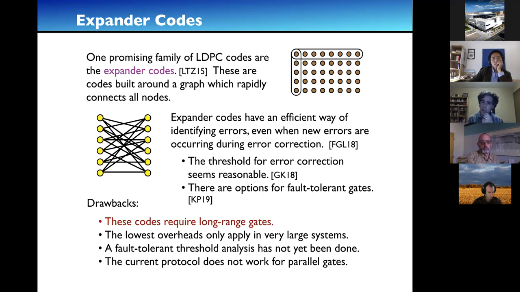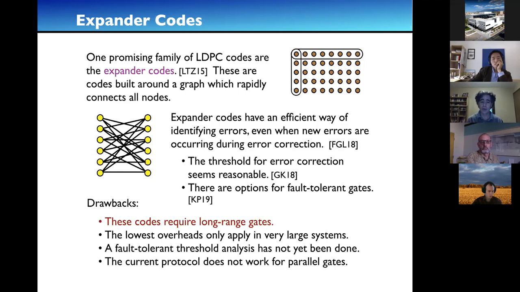So this seems like a very promising area because the overhead for these expander codes is much, much lower than the overhead for surface codes. And so there's some hope of using them to build protocols that are much, much more efficient than the existing protocols. Now, again, this is ongoing research.